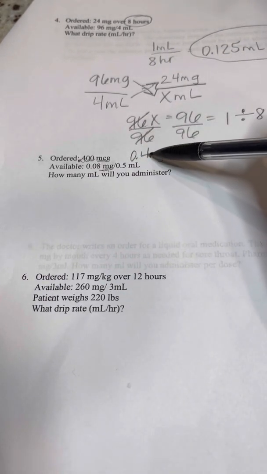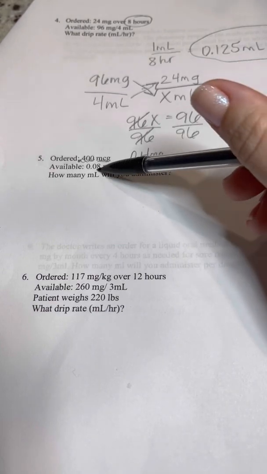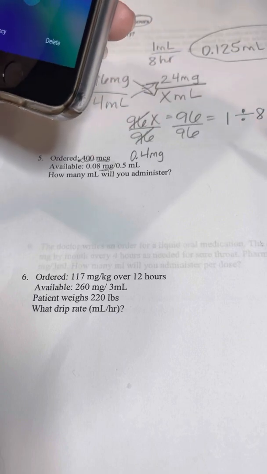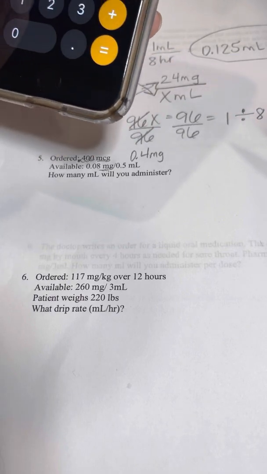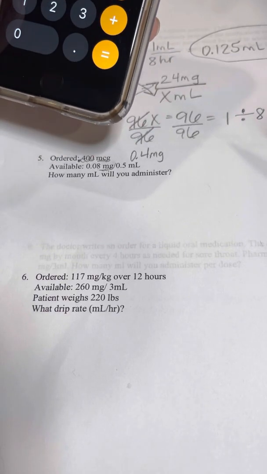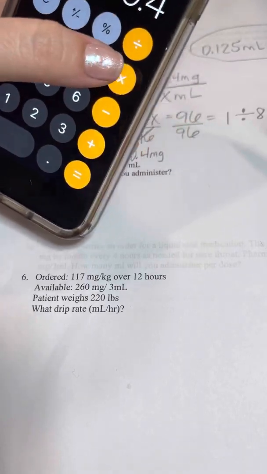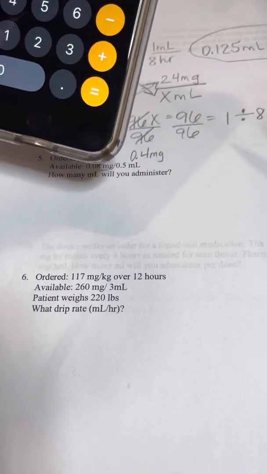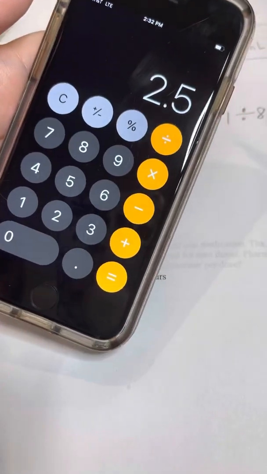Fast way, we're going to do 0.4 times 0.5 divided by 0.08. Right, 0.4 times 0.5 divided by 0.08. And we get 2.5.